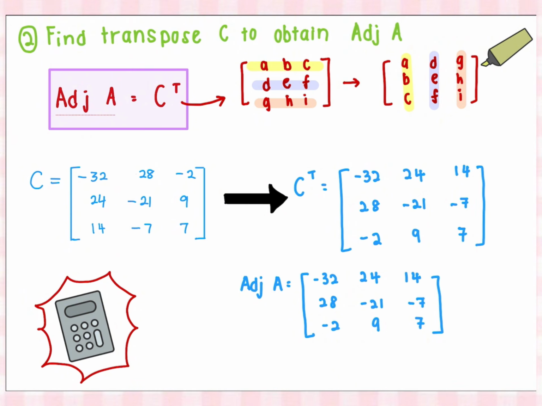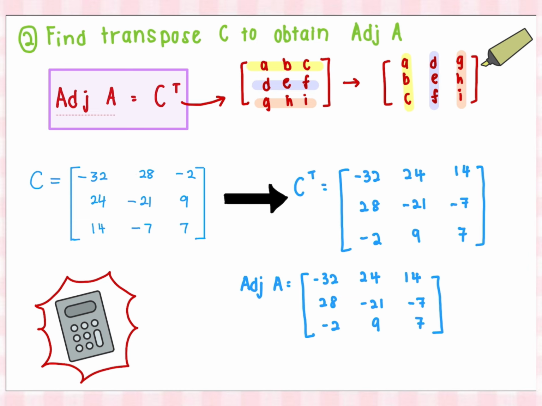For example, our first row consists of ABC. So to find the transpose, the ABC will be the first column of the transpose. Do you guys understand? If not, I'm going to show the exact example from the questions just now. Our cofactor, the first row consists of -32, 28, and -2. But the first column of the transpose will be the exact -32, 28, and -2.